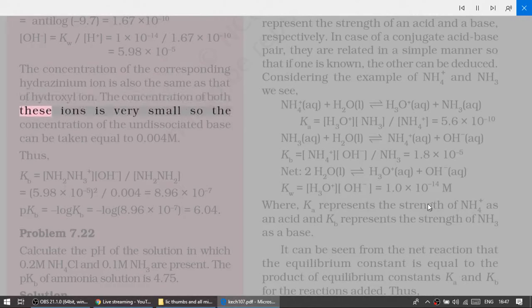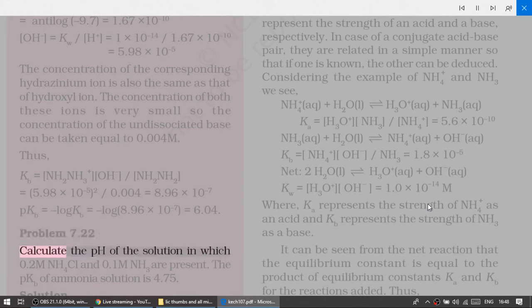The concentration of both these ions is very small, so the concentration of the undissociated base can be taken equal to 0.004 M. Thus, Kb = [N2H5+][OH-]/[N2H4] = 5.98 × 10^-5 / 0.004 = 8.96 × 10^-7. pKb = -log Kb = -log 8.96 × 10^-7 = 6.04.